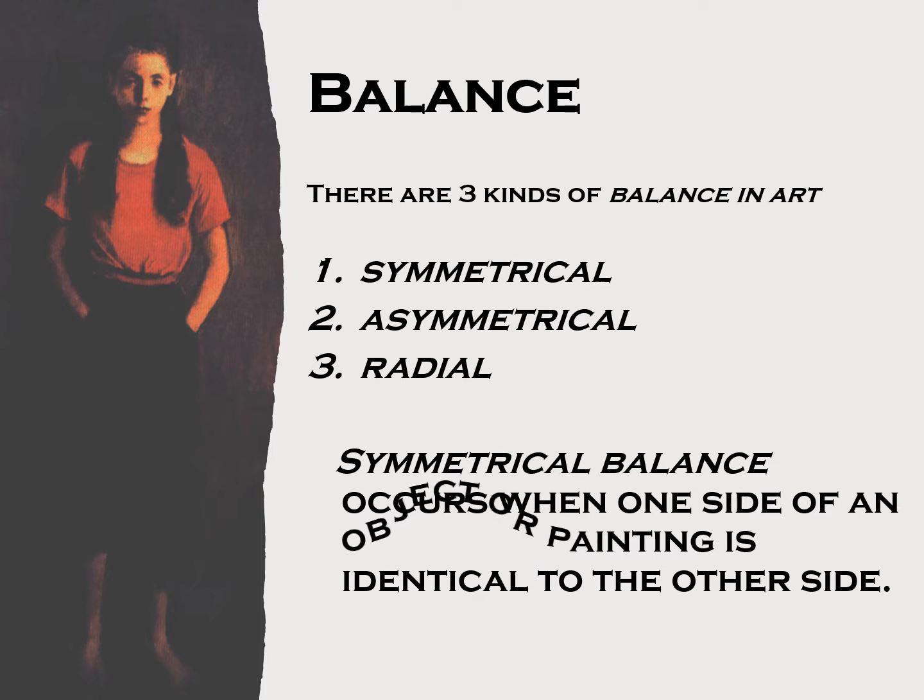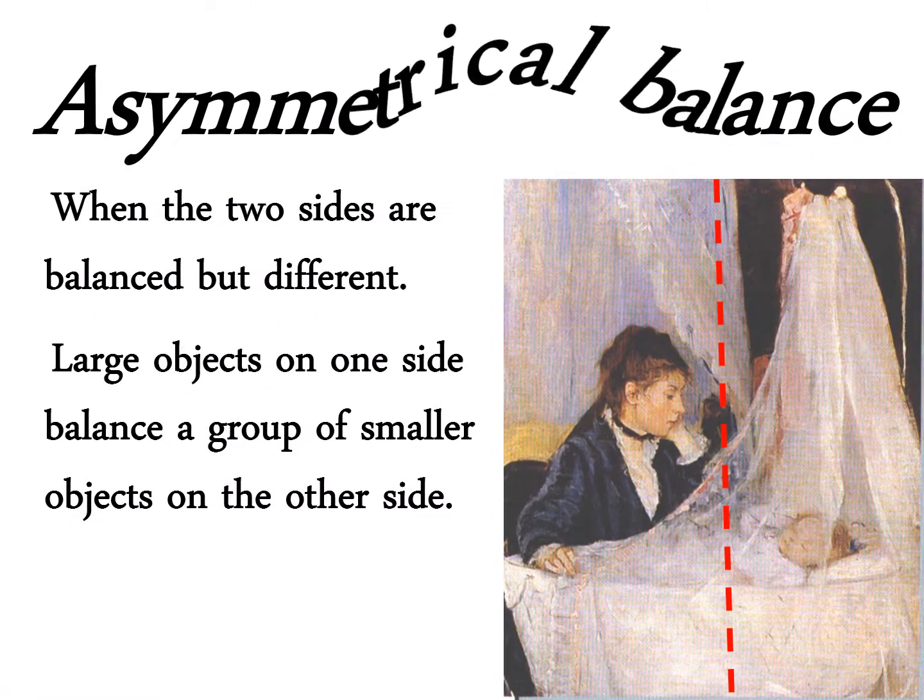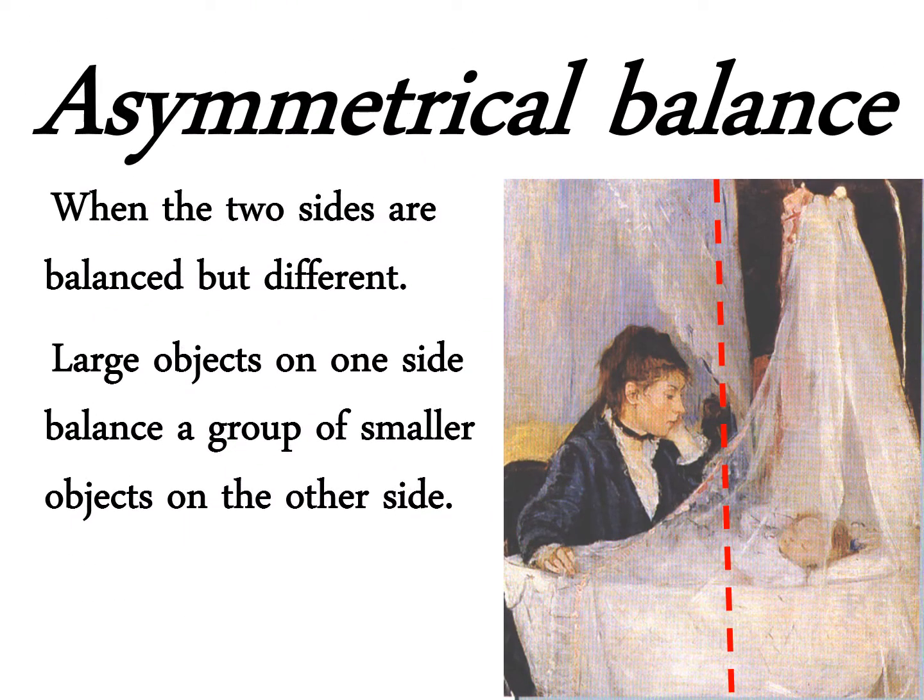There are three types of balance in art: symmetrical, asymmetrical, and radial. Symmetrical balance occurs when one side of an object or painting is identical to the other side. Asymmetrical balance is when the two sides are balanced but different. Large objects on one side balance a group of smaller objects on the other side.